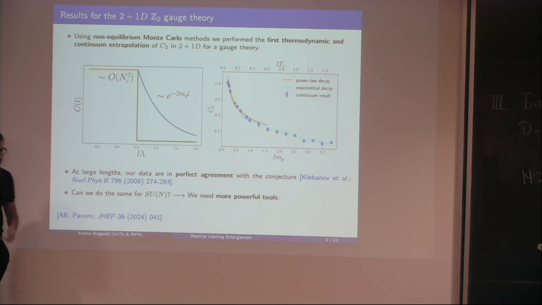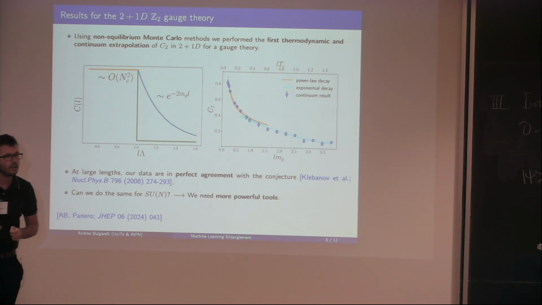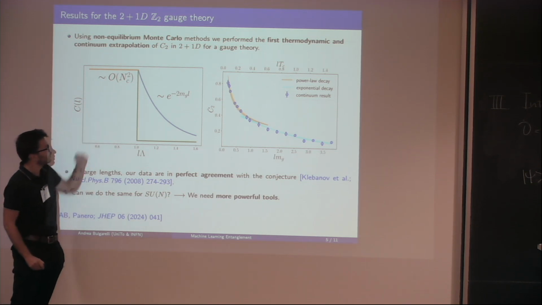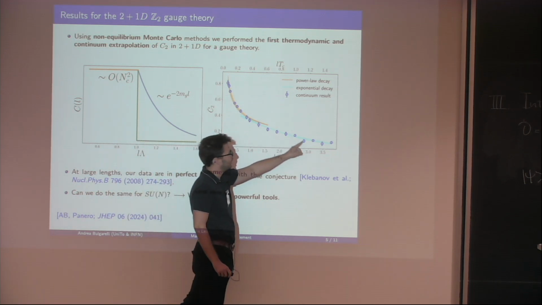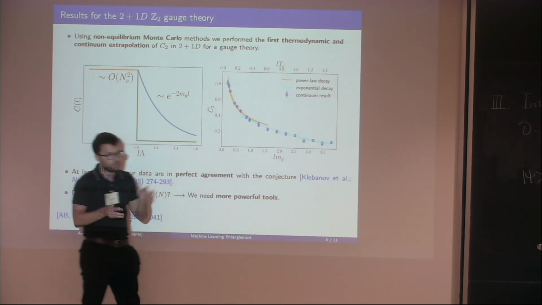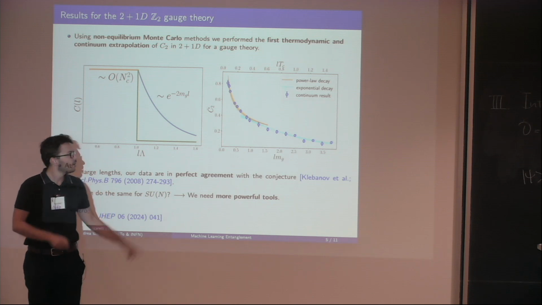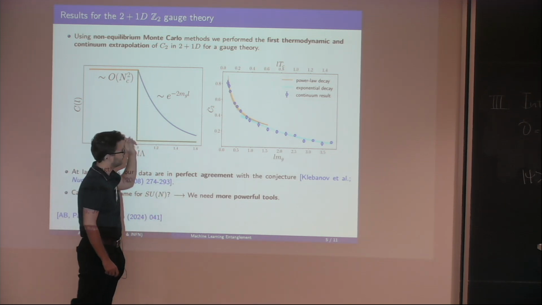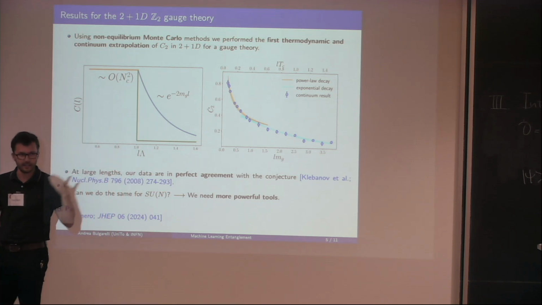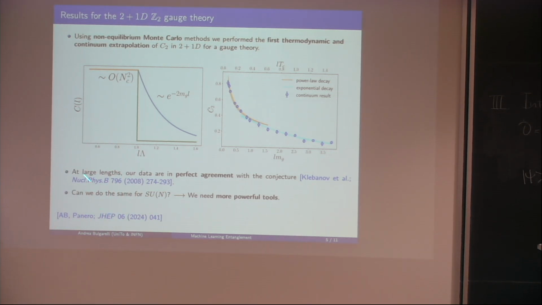In this paper with Marco Panello this year, we performed the first thermodynamic and continuum extrapolation of an entropic C function in a gauge theory, the 2 plus 1 dimensional Z2 gauge theory. And the results can be directly compared to the theoretical prediction. And you see, we were able to fit the large length scale behavior of this quantity, where the theory is expected to be confining, with an exponential decay, not only an exponential decay, but really the exponential ansatz that was conjectured in this paper here. So we confirmed the theoretical prediction.